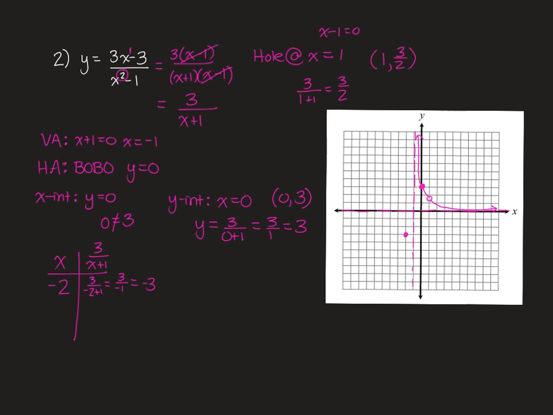Let's do one more point. Let's look at -3. So we have 3 over -3 plus 1. So we will get 3 over -2, which is -3/2. So that's about -1.5. So at -3, we are at -1.5, which is about right there. Then you can sketch your graph.